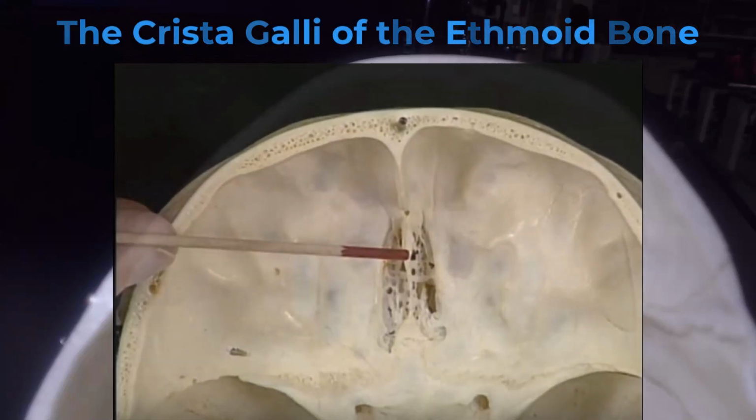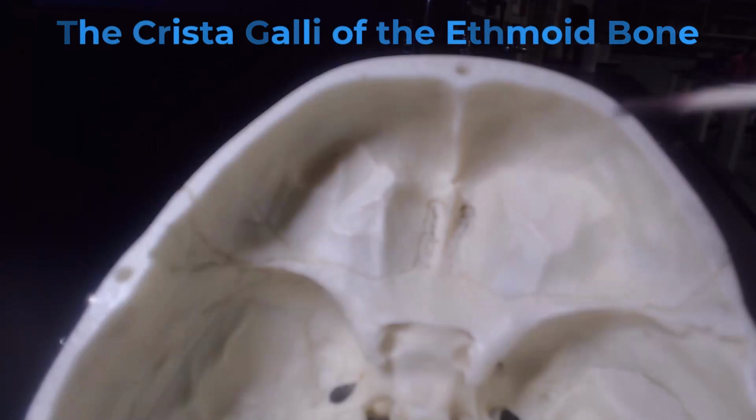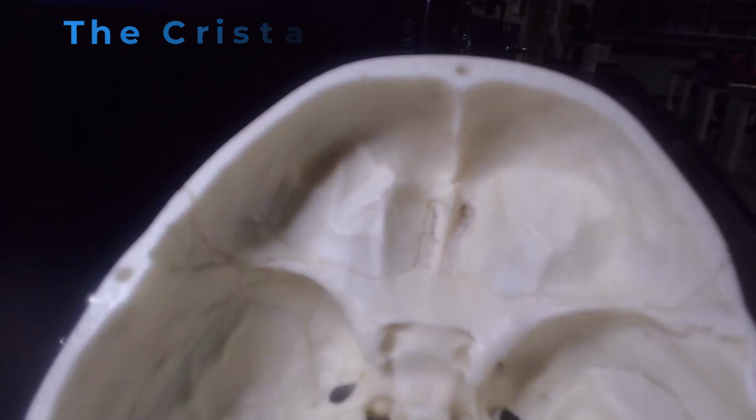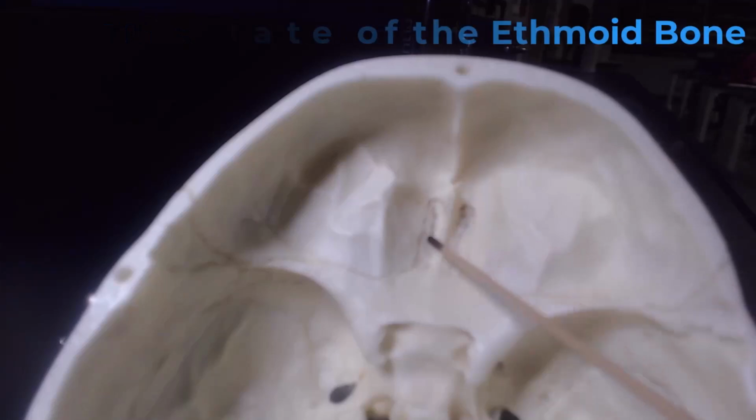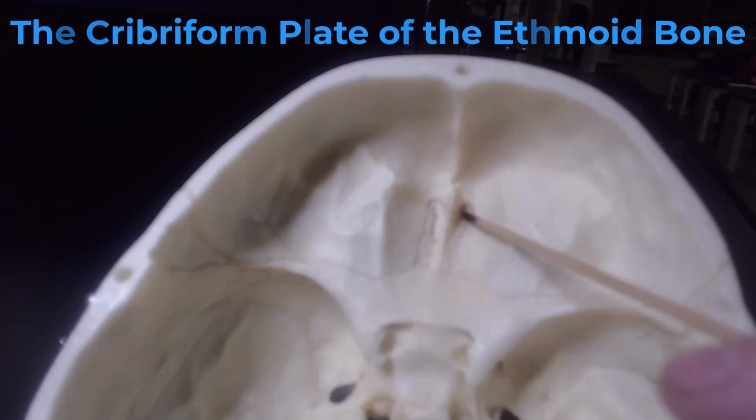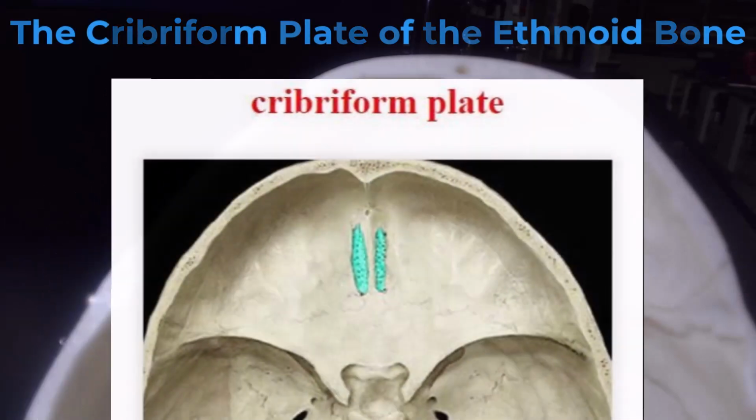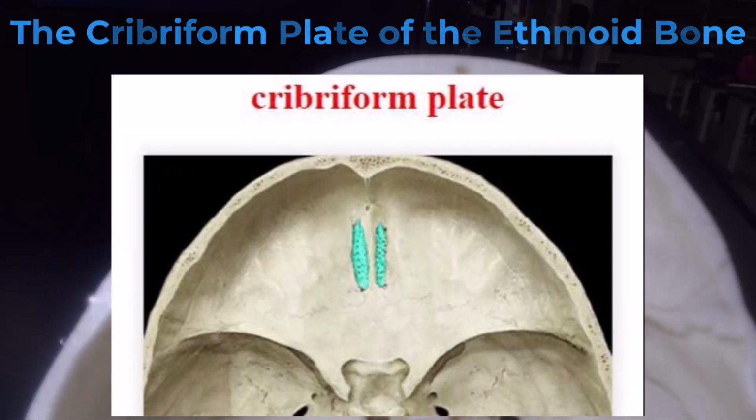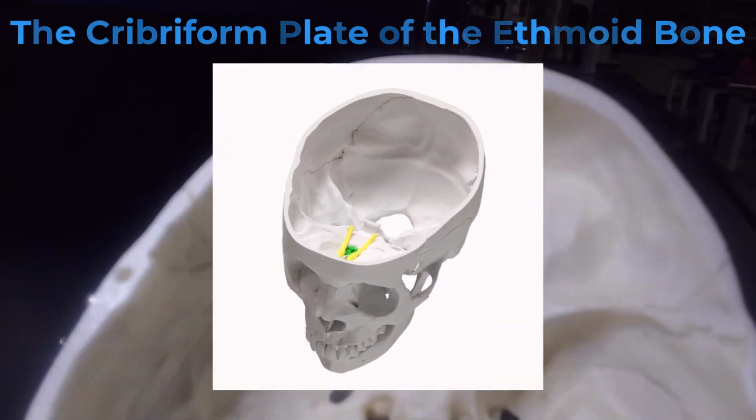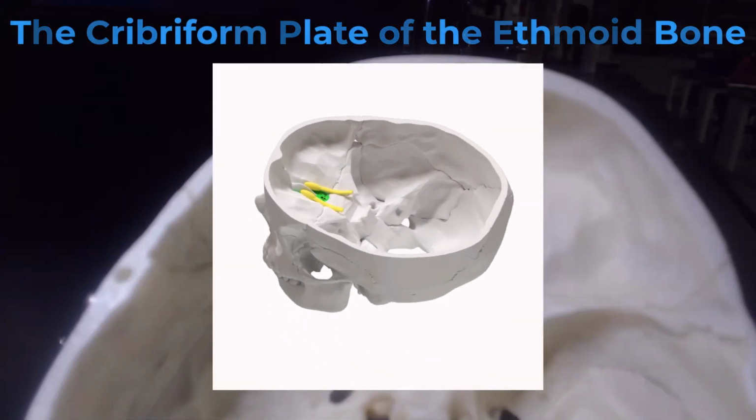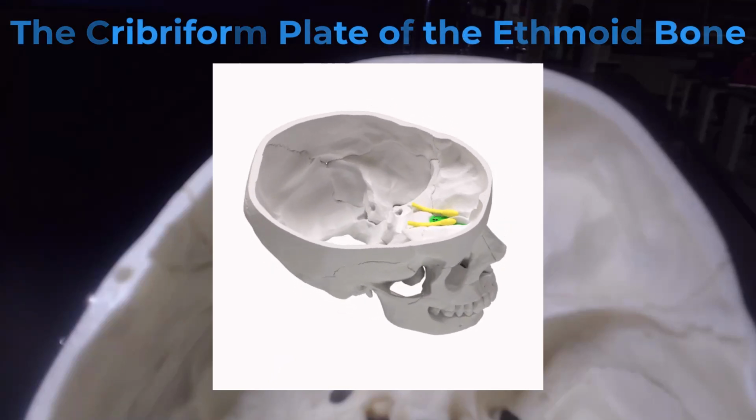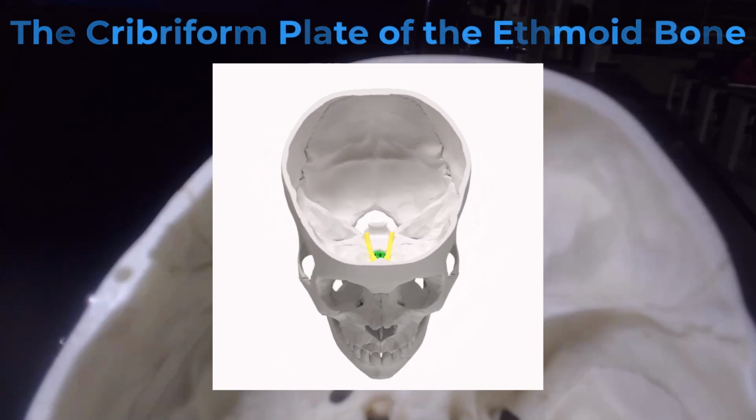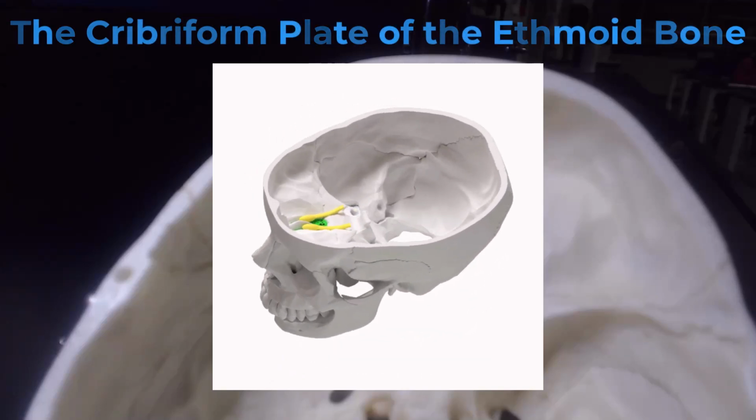Now, crista galli means rooster's comb. On either side of the crista galli, I have these little holes. I've got them on this side and on this side. And I could point at either side. This is the cribriform plate of the ethmoid bone. Now, what this is, those tiny little holes are passageways for the olfactory nerves to go through the skull and enter the brain. The olfactory nerves carry the sense of smell.